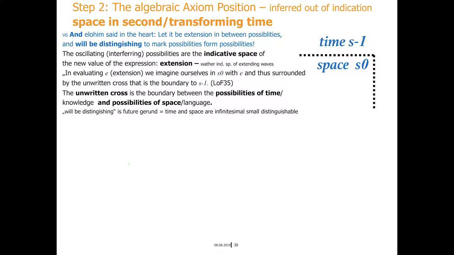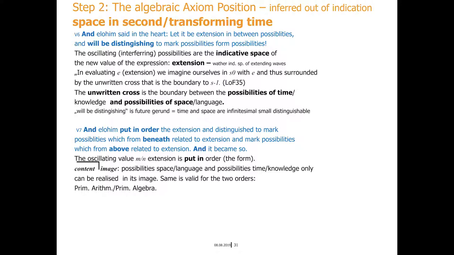Will be distinguishing is future gerund. That means time and space are infinitesimally small distinguishable. And Elohim put in order the extension and distinguished to mark the possibilities which are from beneath related to extension, and to mark the possibilities which are from above the extension. Space are the possibilities which are from beneath, and time are the possibilities from above.